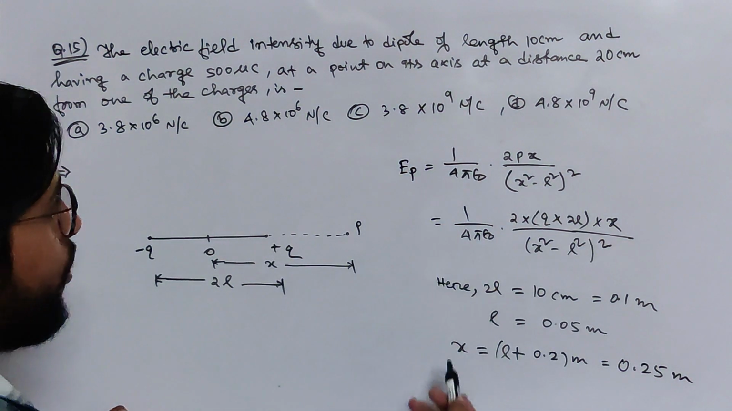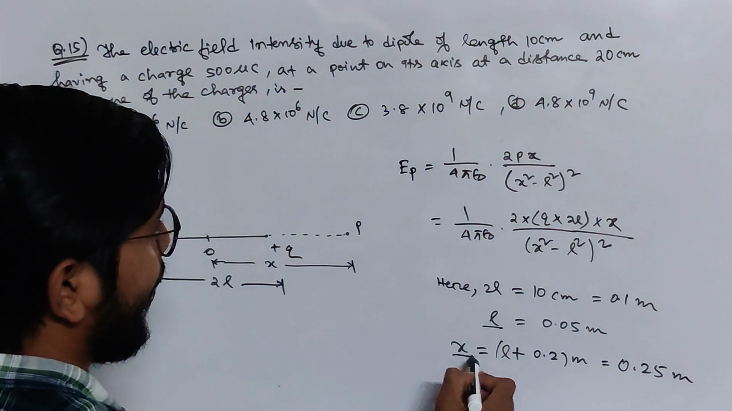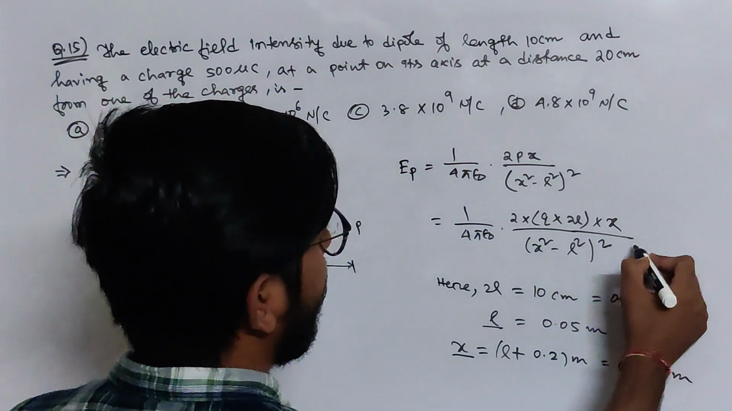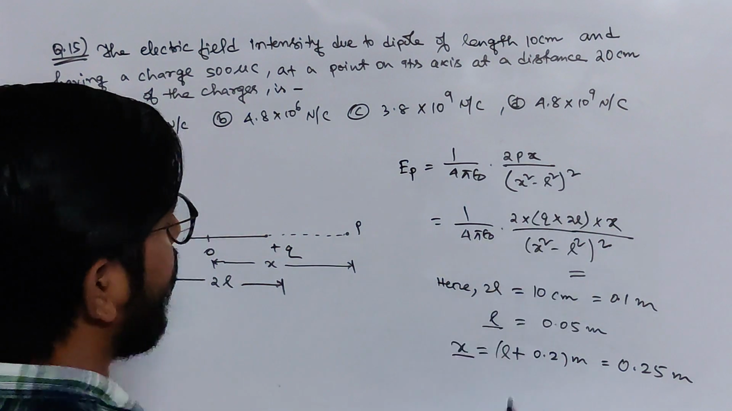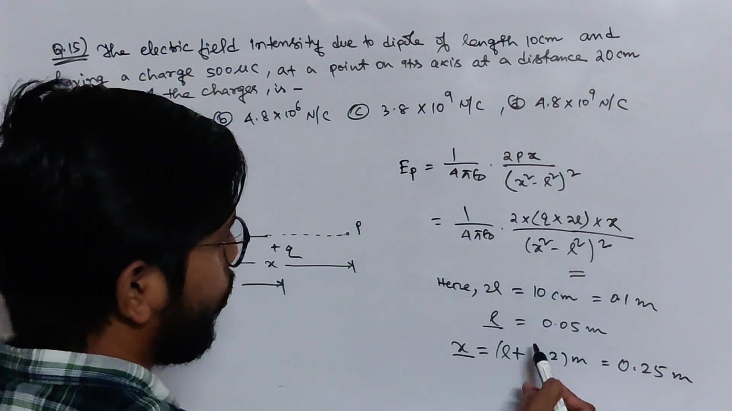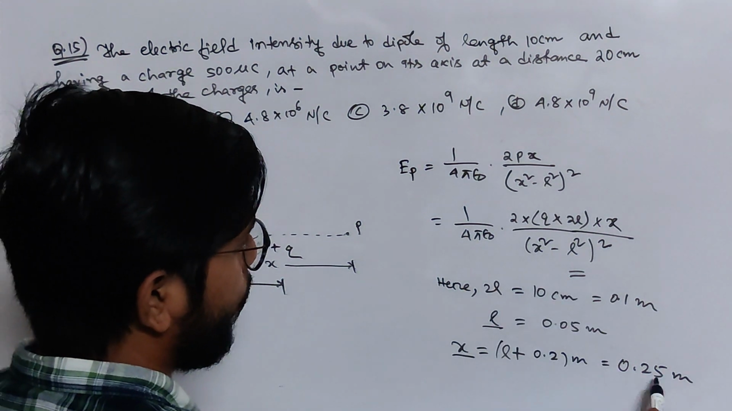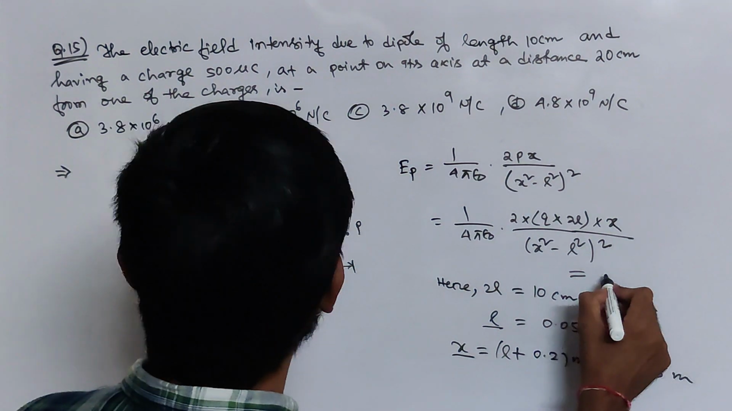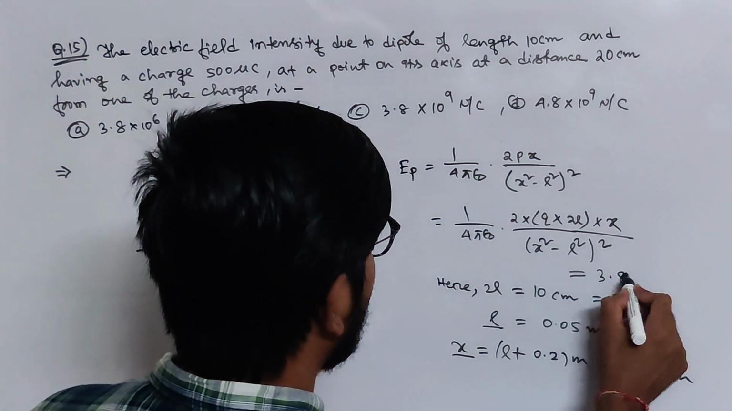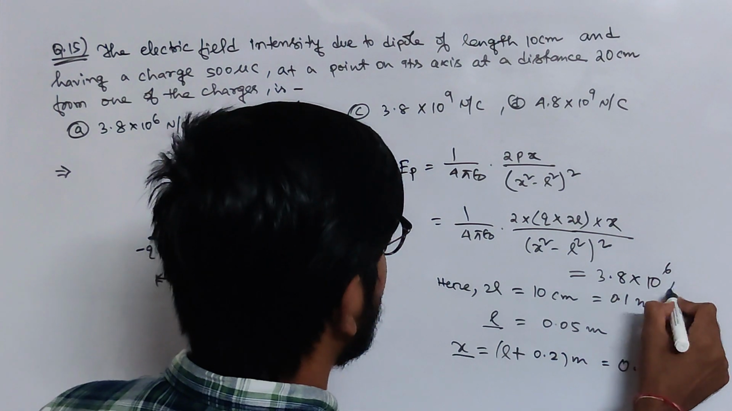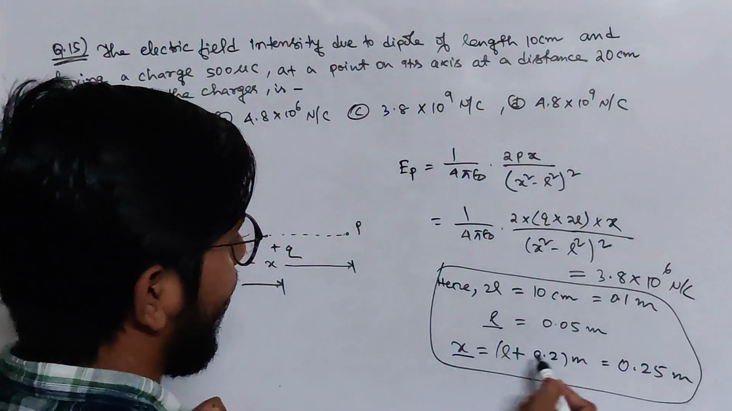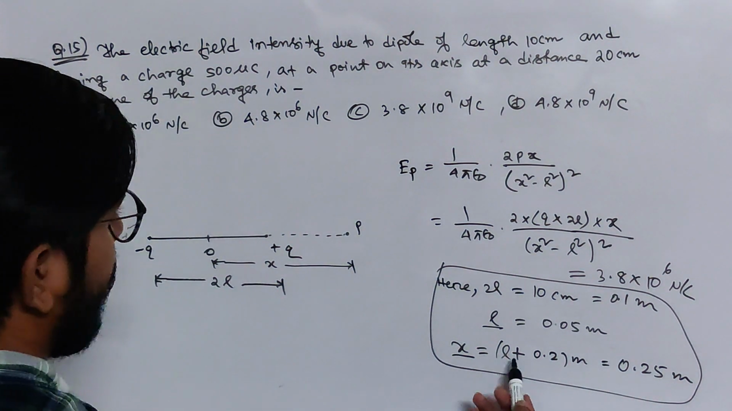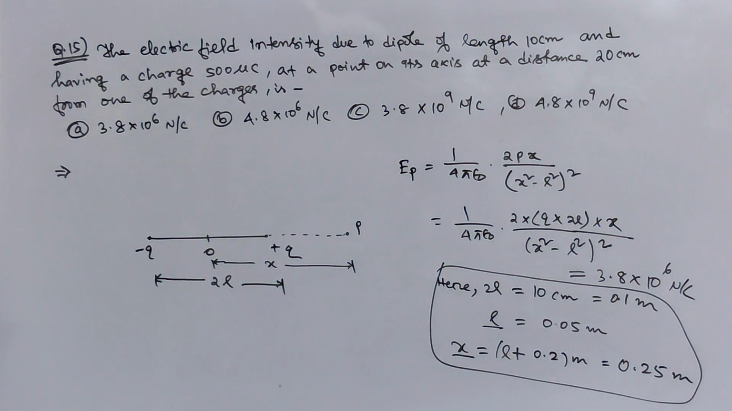Now put the values of L and x here. If you put the values of q equal to 500 microcoulomb, L equal to 0.05, x equal to 0.25, and solve it, you will find the answer is 3.8 times 10 to the power 6 Newton per Coulomb. Just plug in the values of L and x, and you will find 3.8 times 10 to the power 6 Newton per Coulomb. That is, option A is the correct option.